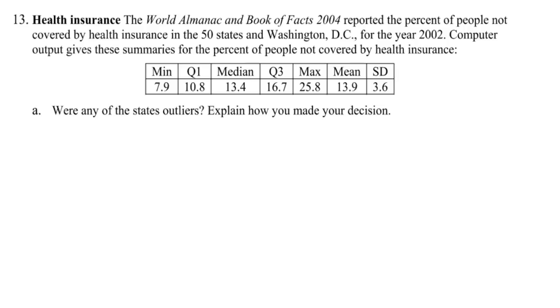So in problem 13, we're given this World Almanac study that says that it looked at, I believe it was health insurance, and they asked the question, were there any outliers? Well, we did a similar problem to this with the 5-number summary. Remember, you need to find your fences. So whenever they give you a 5-number summary and they say outliers, immediately find fences.